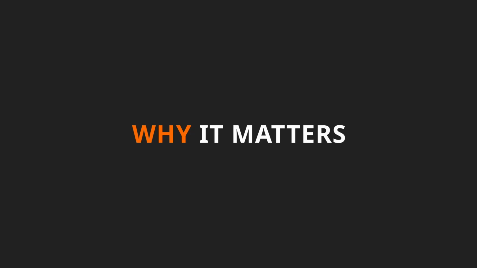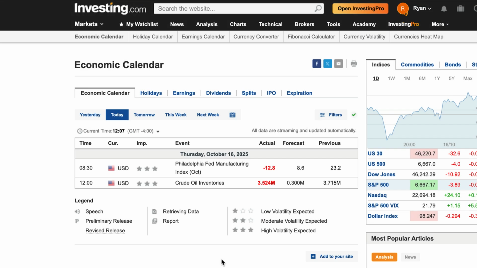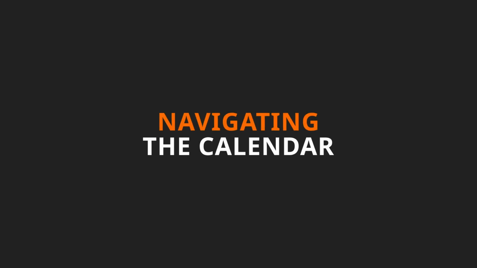But why do these economic events matter so much? Because they directly impact your portfolio. When the Fed changes interest rates, it affects borrowing costs, corporate profits, and stock valuations. When inflation data comes in hotter than expected, bond prices fall and the dollar strengthens. When job numbers disappoint, it signals economic weaknesses that can trigger sell-offs. Understanding when these reports are released and what the market expects gives you the context to make smarter trading decisions and avoid getting blindsided by sudden volatility.